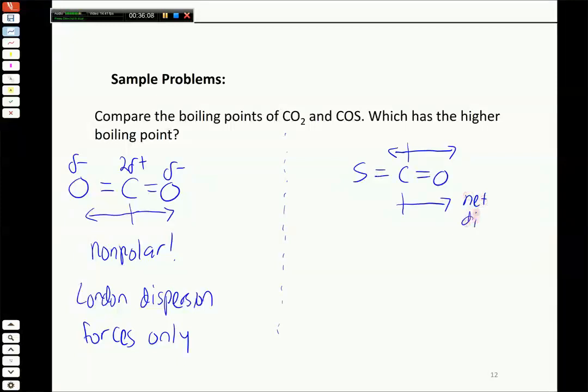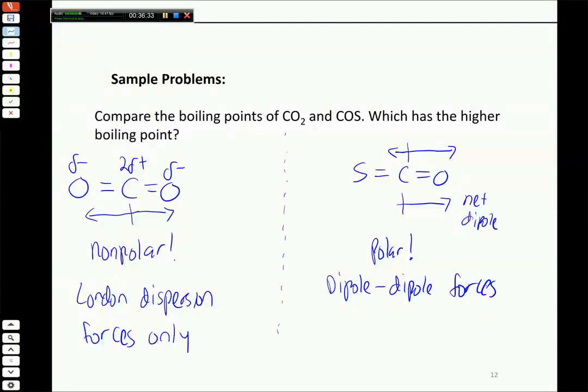Okay, so this is one of those situations where you have two dipoles that are not equal to each other, and so they don't completely cancel each other out. So this molecule is going to be polar. It's going to have an unequal distribution of electron density because the dipoles do not completely cancel each other out in this case. And so because it's polar, it's going to have dipole-dipole forces between the molecules.